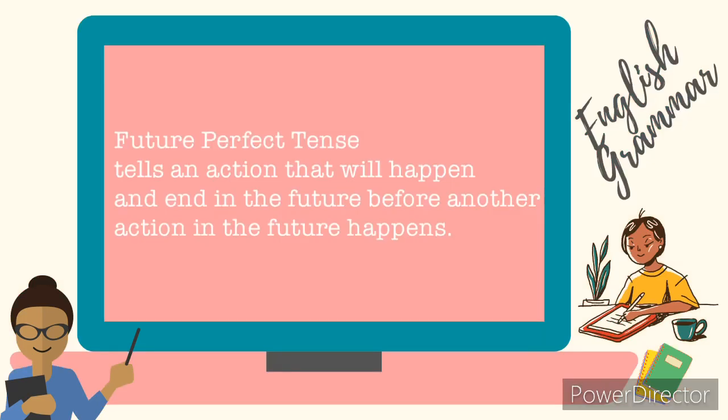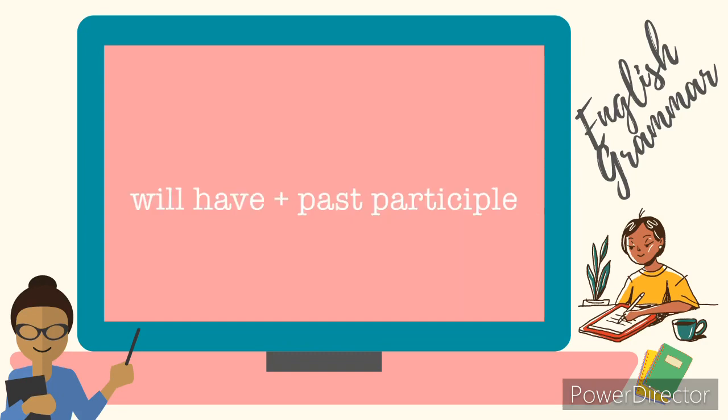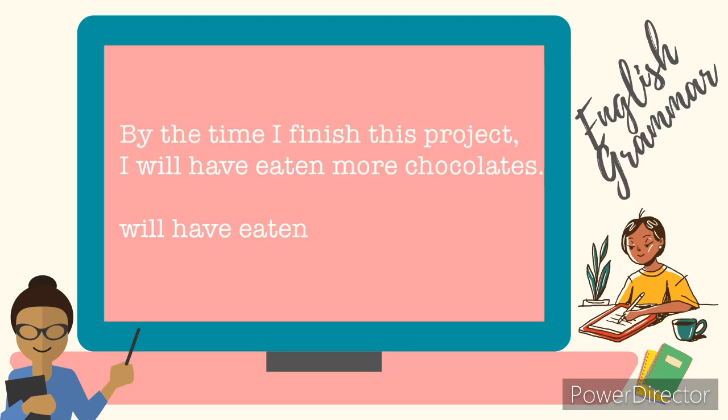The last one is the future perfect tense. It tells an action that will happen and end in the future before another action in the future happens. It is written by combining the words will have plus the past participle form of the verb. For example, by the time I finish this project, I will have eaten more chocolates. In this sentence, we have will have eaten as the future perfect tense form.